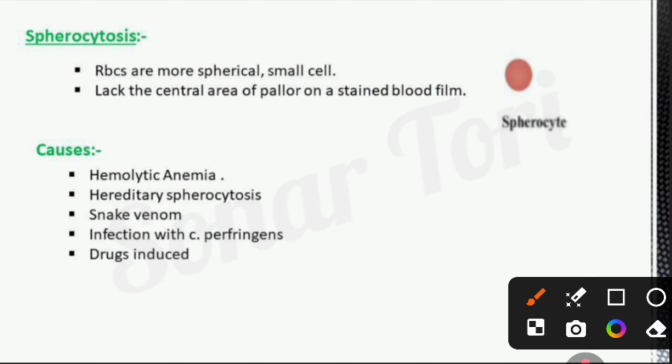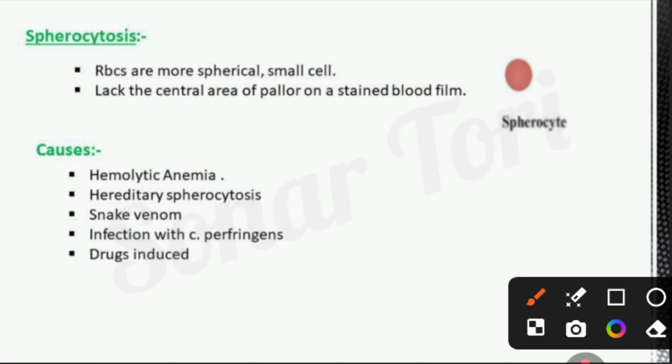The first type of poikilocytosis is spherocytosis. In spherocytosis, the red blood cells or spherocytes are more spherical and small cells. And in the spherocyte, there is a lack of central area of pallor on a stained blood film. You can see in this picture of spherocytes that there is no central area and all the cells are stained deeply.